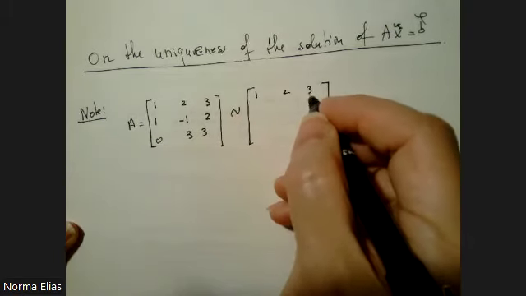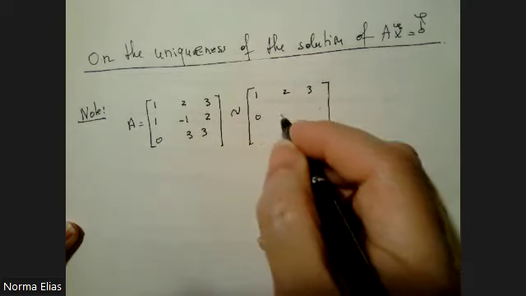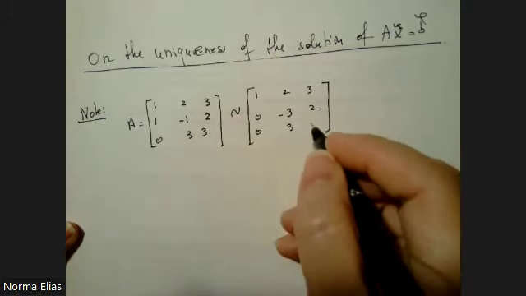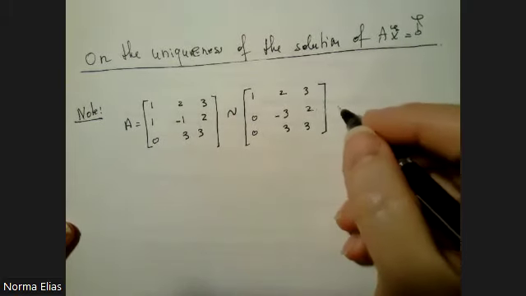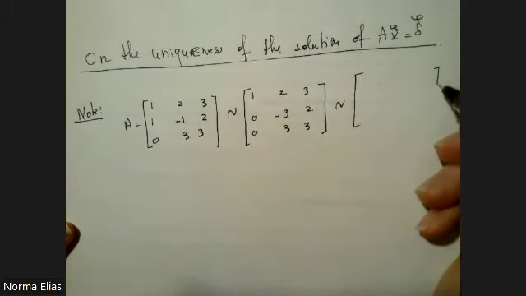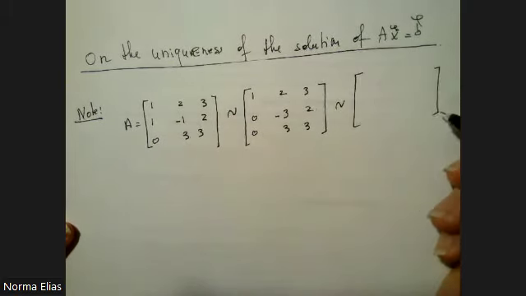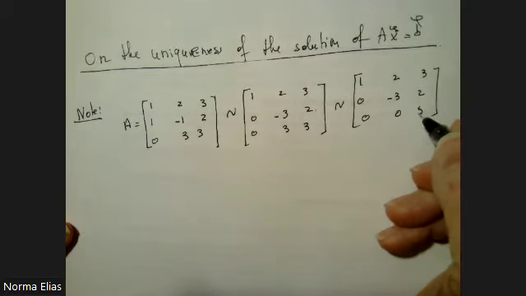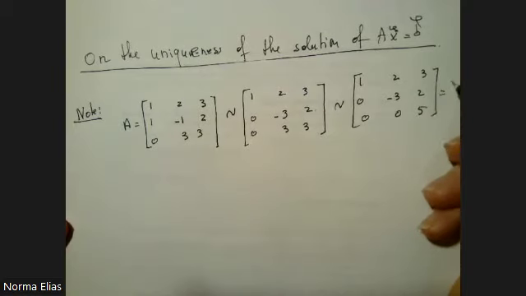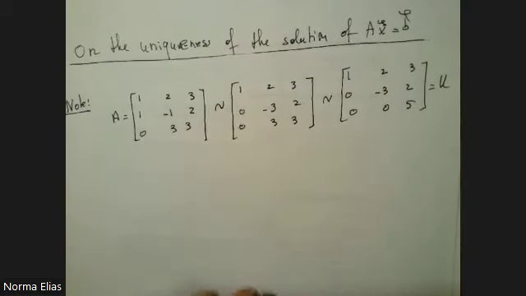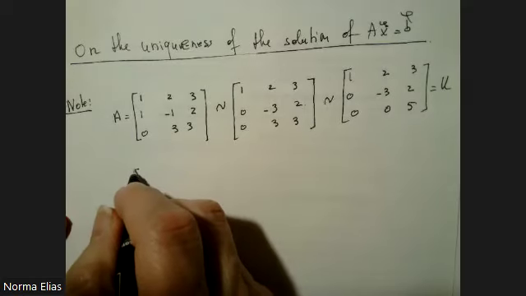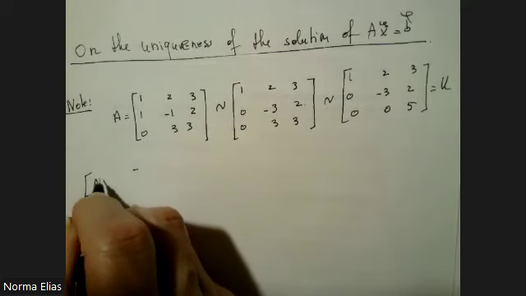1, 2, 3; 0, let us say minus 3, 2; 0, 3, 3, and then I reduce it: 1, 2, 3; 0, minus 3, 2; 0, 0, 5. Okay, I'm going to call this U. U stands for the echelon form. Exactly. Now, if I take A and I augment it.